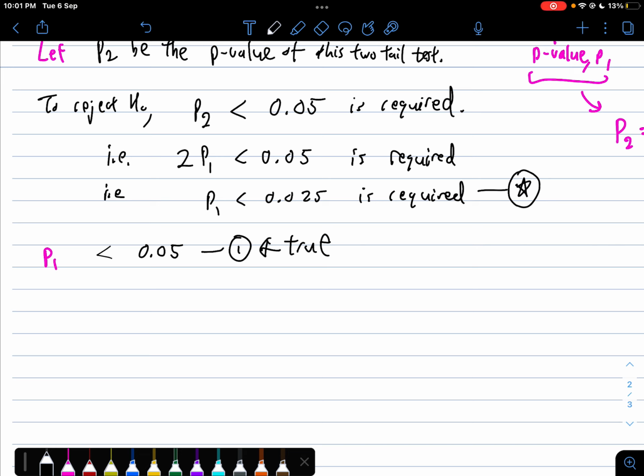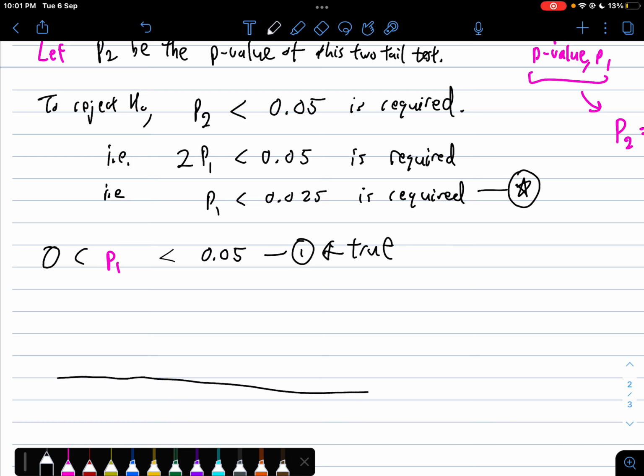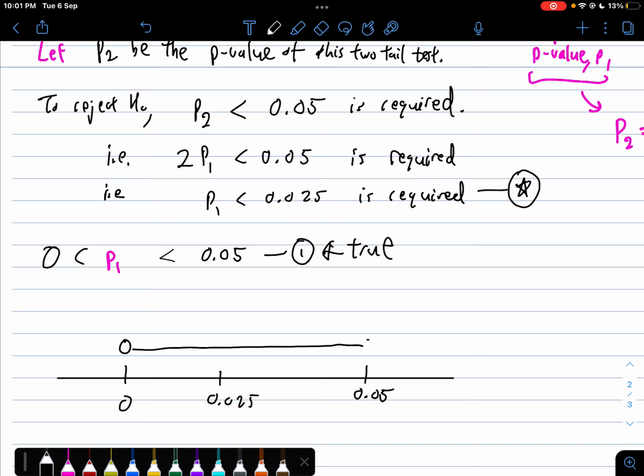Then let's take a look. P1 less than 0.05. Of course, it's a probability value, so it must be bigger than 0. Then let's just draw a number line just to be extra clear. Here's 0, here's 0.025, here's 0.05. We know this is true, which means we can draw inequality from 0 until 0.05. So P1 here can be anywhere in between. Let's not bother ourselves with the equality case. It doesn't really matter.